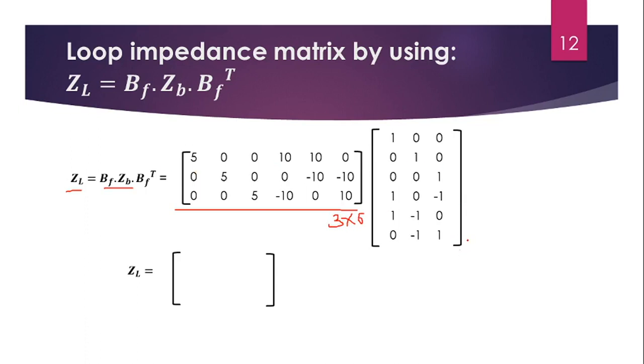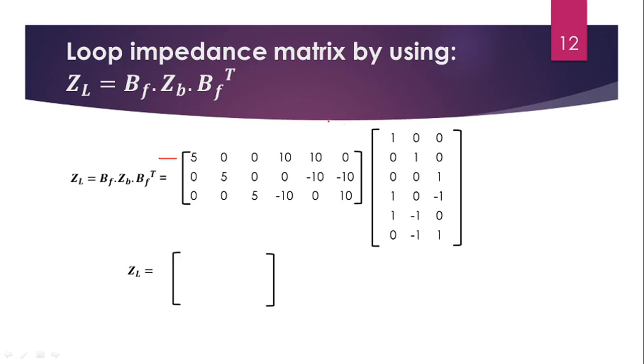What is the size of the transpose of the tie-set? It is 6 by 3. The first matrix's columns and the second matrix's rows match, and hence we can do their product. The resultant matrix has size 3 by 3. So just do the matrix multiplication, nothing else.